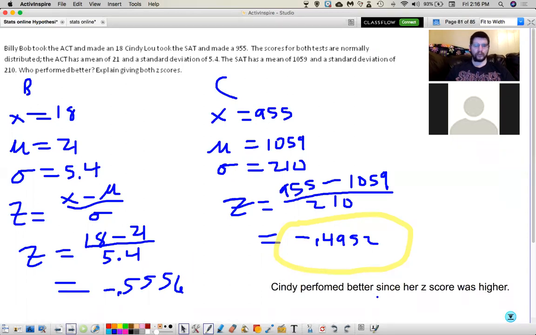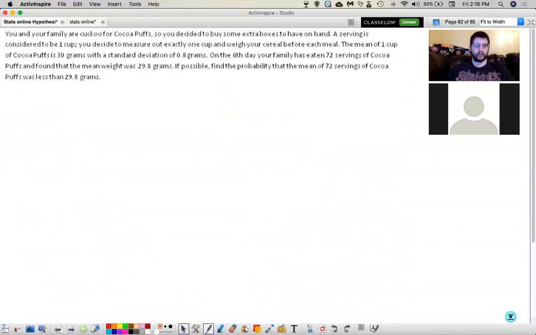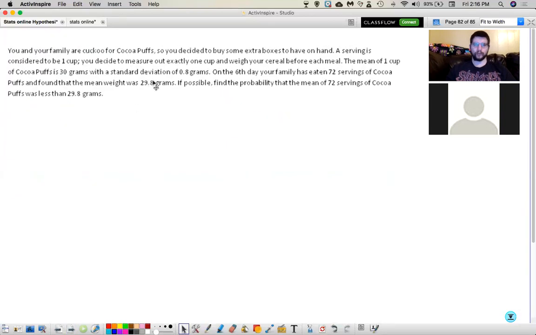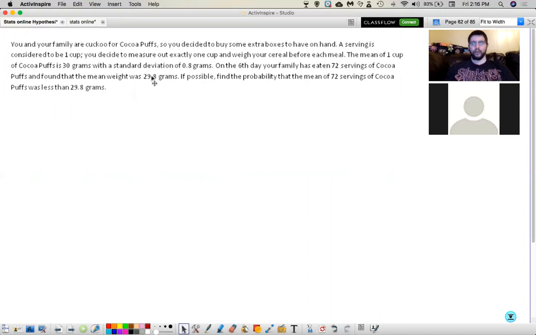Okay, I think we have about 4 problems left, maybe 3. Confidence intervals. One of these was an undoable one on your quizzes, but again, that's not happening here. You're going to be able to do all these problems. You and your family are cuckoo for Cocoa Puffs, so you decided to buy some extra boxes to have on hand. A serving is considered to be 1 cup. You decide to measure out exactly 1 cup and weigh your cereal before each meal. I guess you're OCD or something. The mean of 1 cup of Cocoa Puffs is 30 grams, with a standard deviation of 0.8 grams.